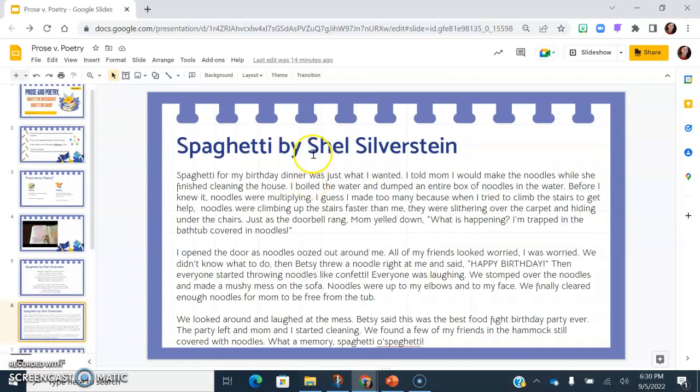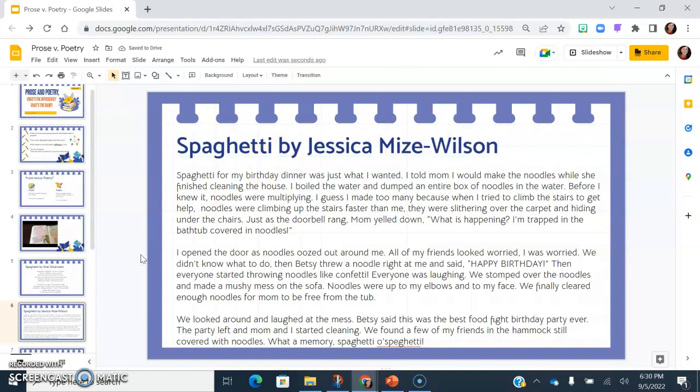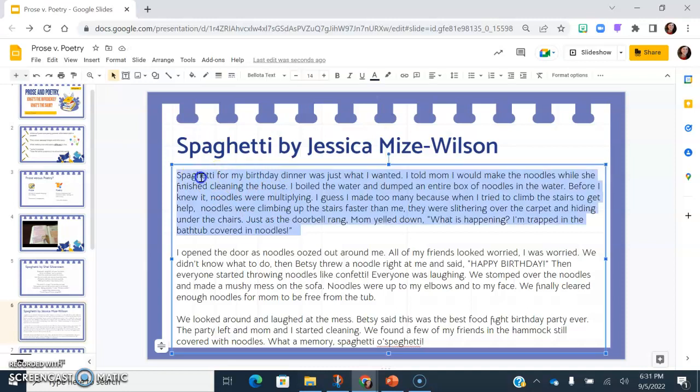Spaghetti, by Jessica Mize-Wilson. These are not Shel Silverstein's words. These are my words because this is the prose version. Follow along with your finger.